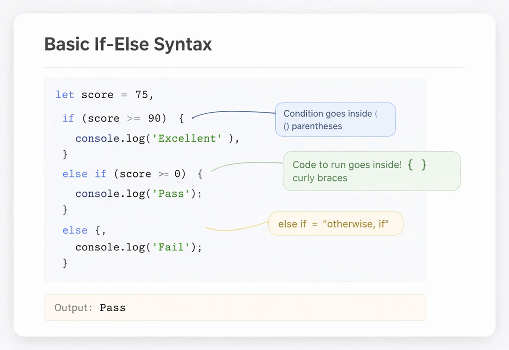If the first condition isn't met, you can chain an else if, which means otherwise if this other condition is true. And finally, a plain else at the end catches everything that didn't match any condition above.